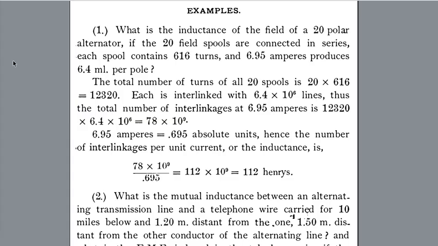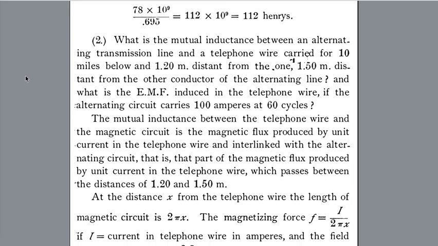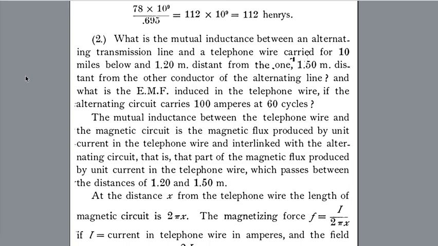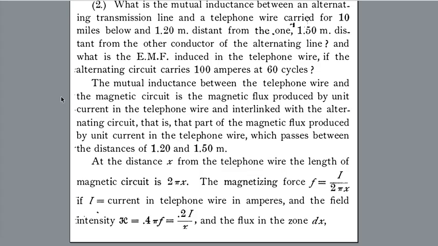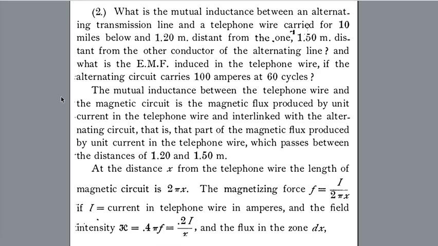2. What is the mutual inductance between an alternating transmission line and a telephone wire carried for 10 miles below, 1.20 meters distant from one conductor and 1.50 meters distant from the other conductor of the alternating line? What is the EMF induced in the telephone wire if the alternating circuit carries 100 amperes at 60 cycles?